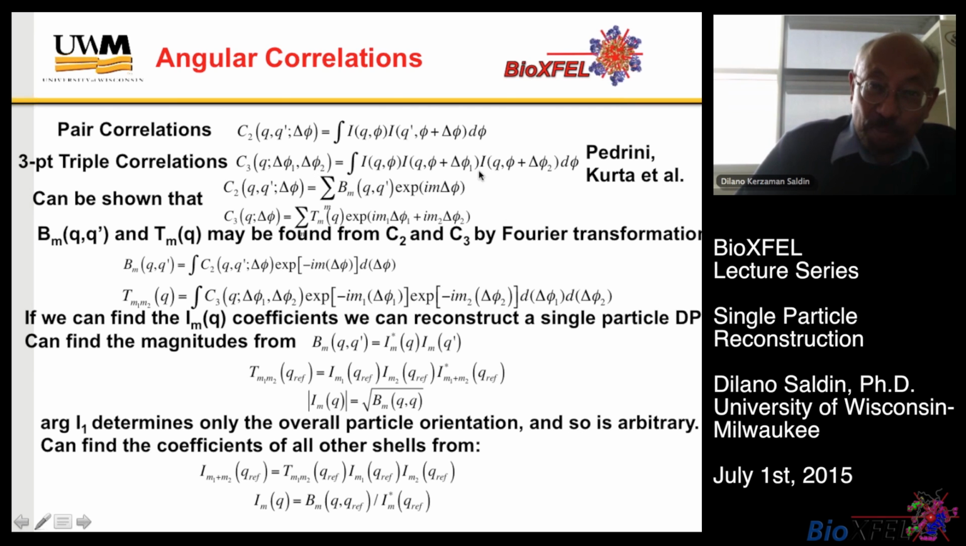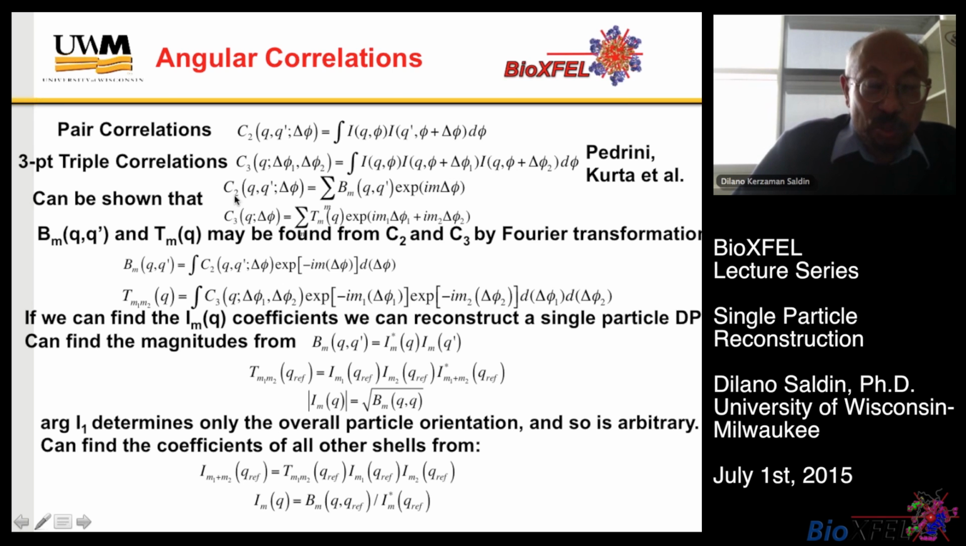One can also define a 3-point correlation function, as was done by Pedrini and Kurta. This is a product of an intensity at a particular angle phi, at another angle phi plus delta phi 1, and another angle phi plus delta phi 2. But you integrate over all the phi's, so the left-hand side does not depend on phi, but it depends on delta phi 1 and delta phi 2. This is what I call C3 at Q. Q is the resolution ring that you're talking about, and it's a function of two angles, delta phi 1 and delta phi 2.